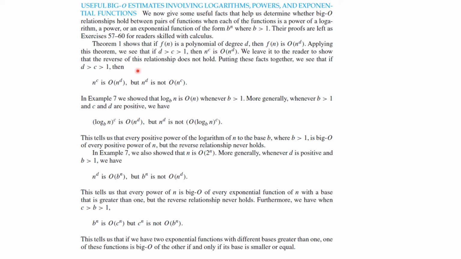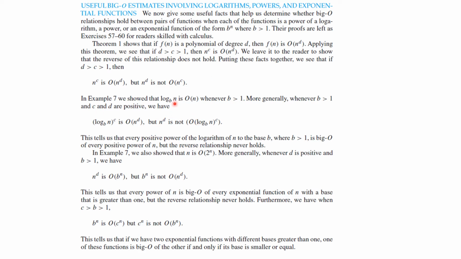Okay, so previously we talked about if f of n is a polynomial of degree d, that means the biggest exponent was d, then f of n is big O of n to the d, where d is the order of the polynomial. Applying this theorem, we can see that n to the c is big O of n to the d if d is bigger than c is bigger than 1. But it doesn't work the other way about. You should think through these.